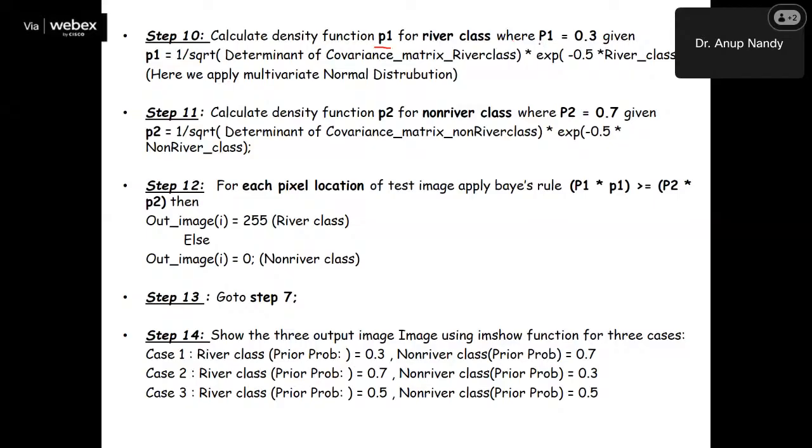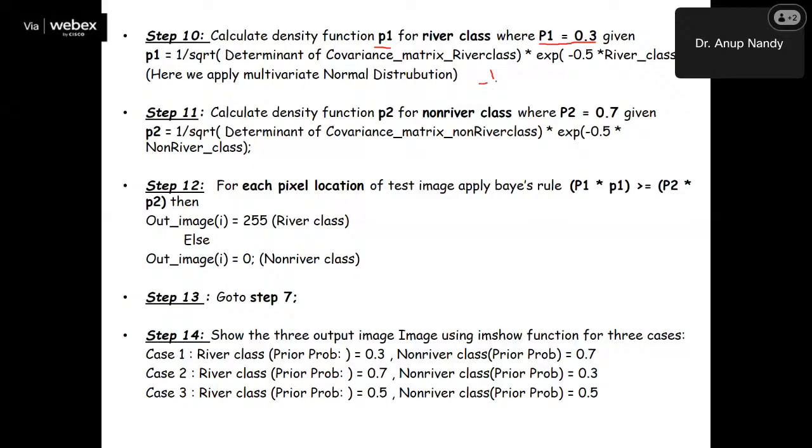You have to calculate with the prior probability for the river class, which is 0.3. How we are going to calculate this prior probability, I already explained. Now, how are we going to calculate the density function? 1 by determinant of sigma to the power half. Half means square root.